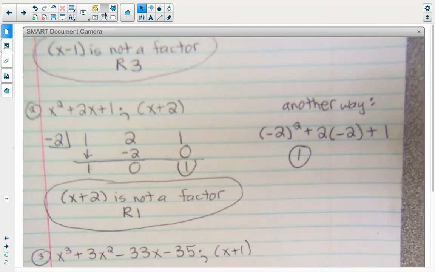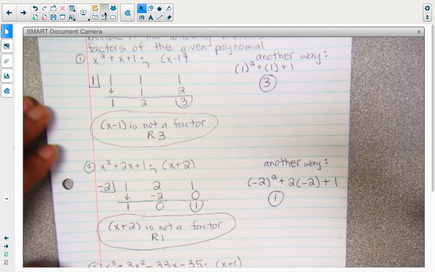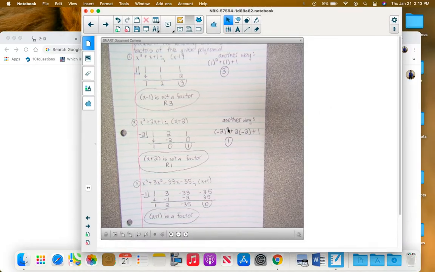So it's up to you if you want to use synthetic substitution and just substitute it in. You can use Desmos to help you figure out the numeric part of it, or you can go through and do synthetic division. Either way is going to give you the same answer.